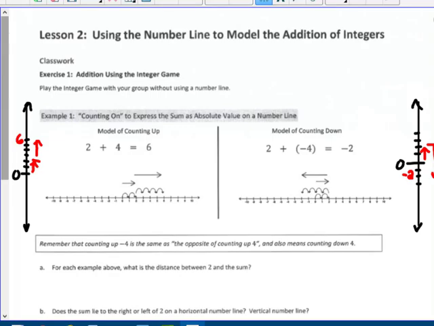Today's video starts on page 20. In our class, we played the integer card game, or we are going to play the integer card game if we haven't already. Using the integer game, we were finding opposites to make 0. Now we're going to use number lines to show the addition of integers.